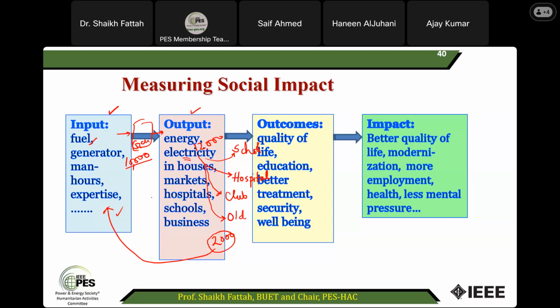It is the same project, but if you add these components, then clearly somebody can understand your motivation. It's not only the electricity. You are basically improving the quality of life, quality of education, quality of treatment, and security, because you are also including these old people, the club house, etc. So I hope this gives you a clear understanding.